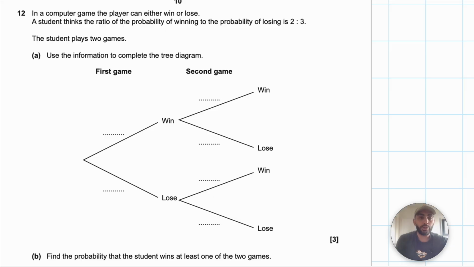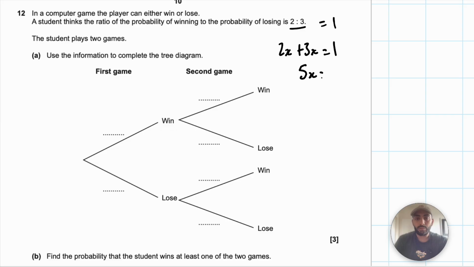Question 12. In a computer game, the player can either win or lose. A student thinks that the ratio of probability of winning to the probability of losing is 2 to 3. The student plays 2 games. Use the information to complete the tree diagram. We always know that probabilities will add up to make 1. So the probability of something happening will be 1. So 2x, or 2 multiplied by something, plus 3 multiplied by something will be 1.